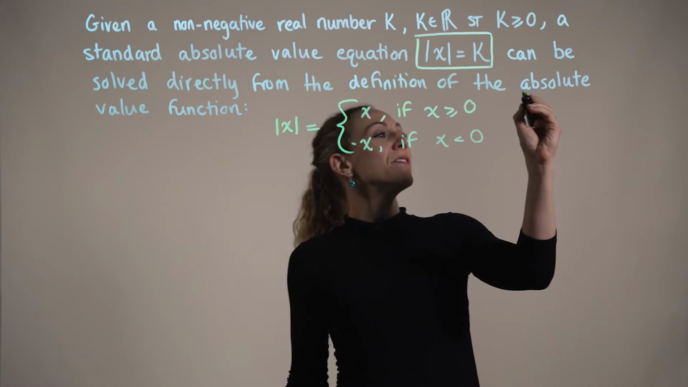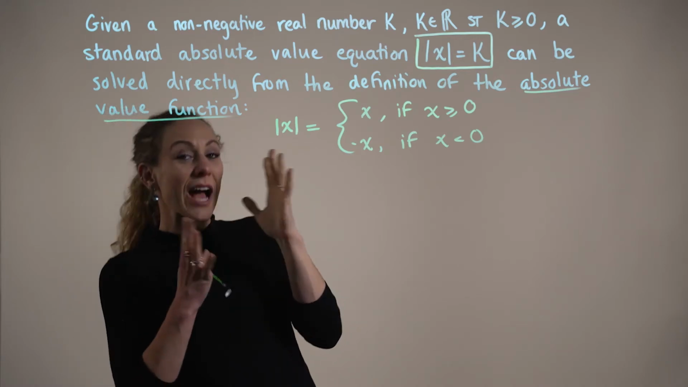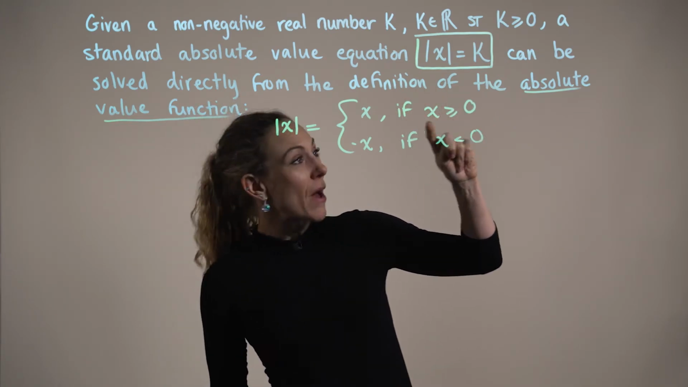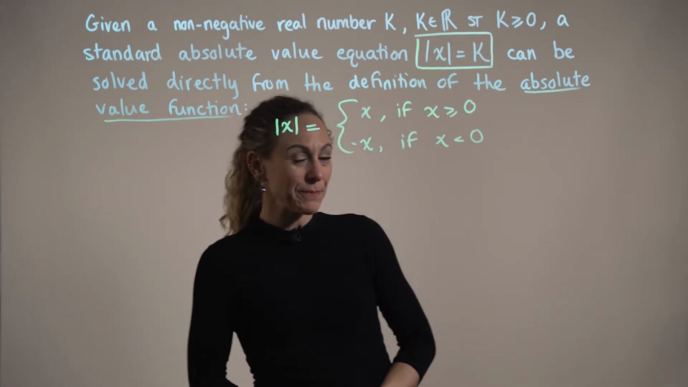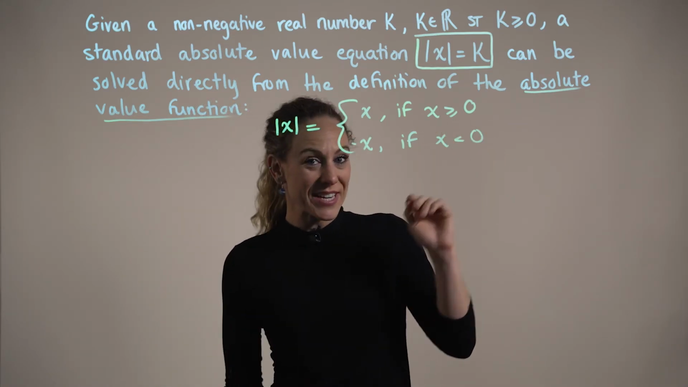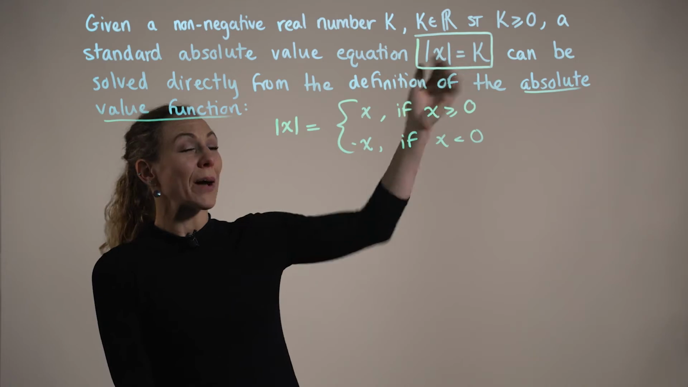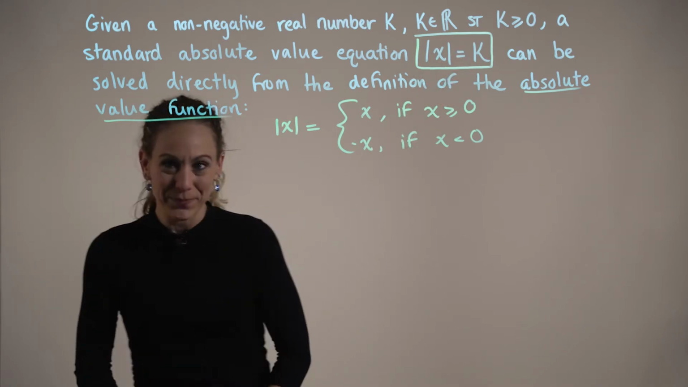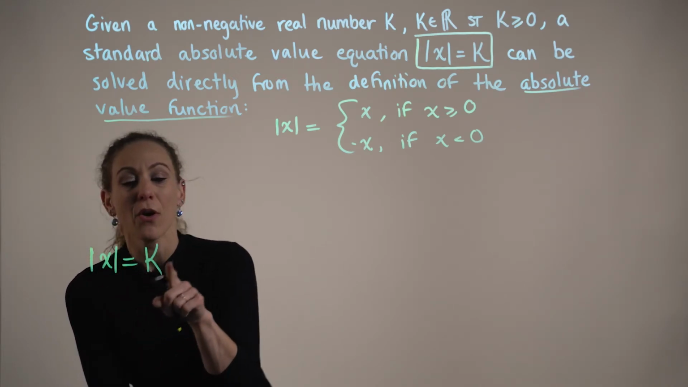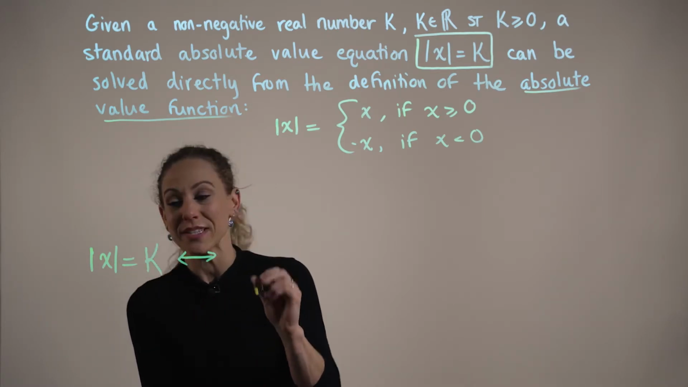Recall that the definition for the absolute value function is a piecewise function. The absolute value of x is defined as positive x if we are considering non-negative x values in its domain. And the absolute value of x is going to be equal to minus x if we're considering negative values in the domain. Now, applying this definition to our absolute value equation, we can say that the absolute value of x being equal to our non-negative constant k is equivalent to two distinct cases.